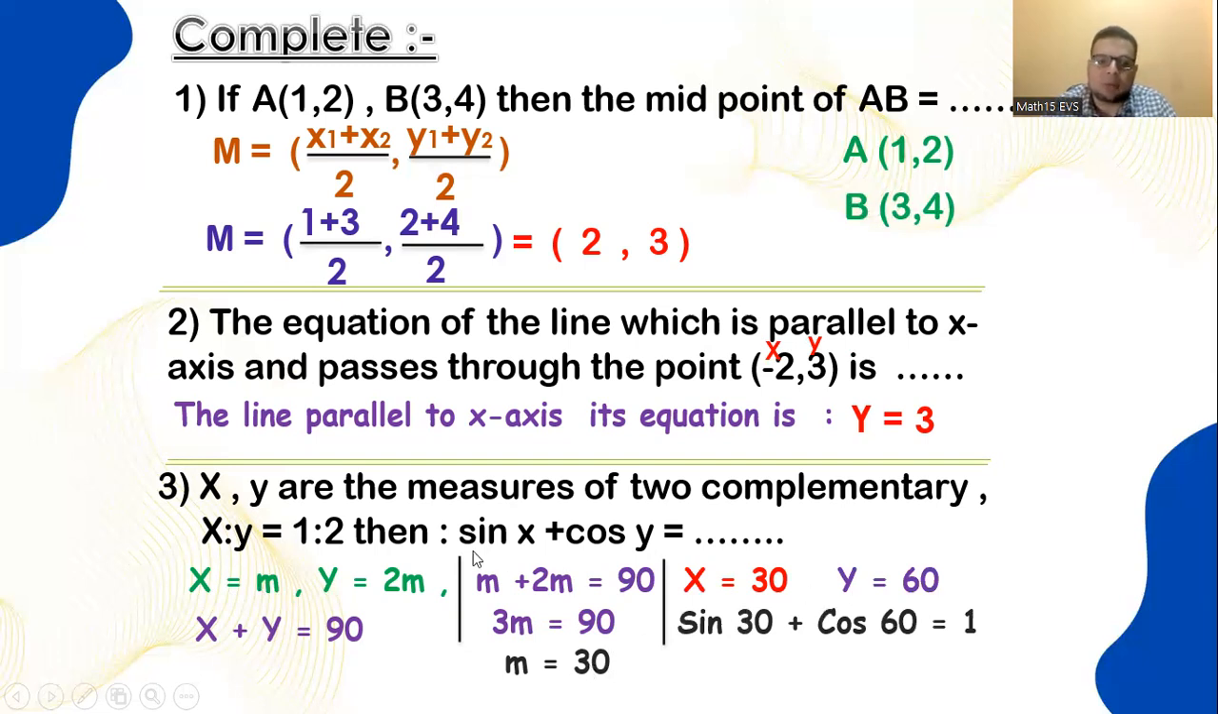Now I need the value of sine x, you will say sine 30, plus cosine y, you will say cosine 60. You can use the calculator. Sine 30 plus cosine 60 will be equal to the answer.